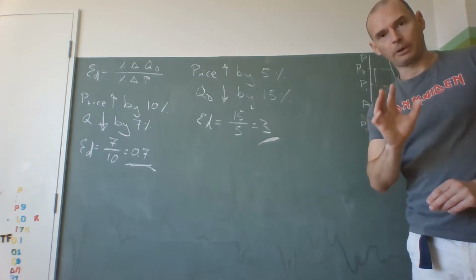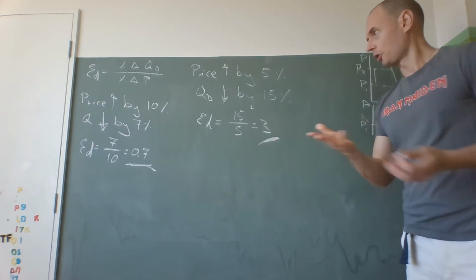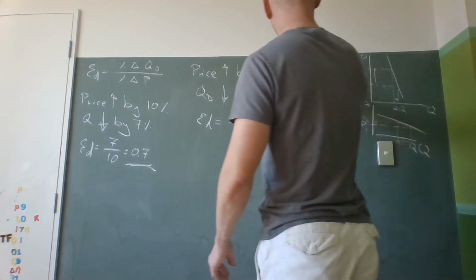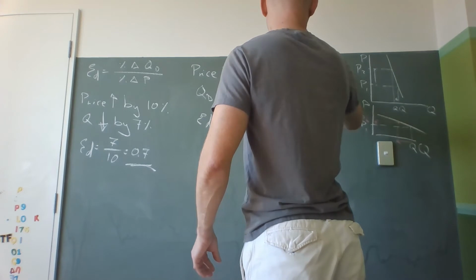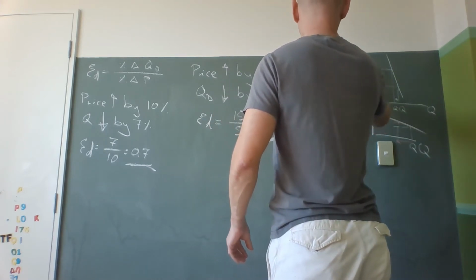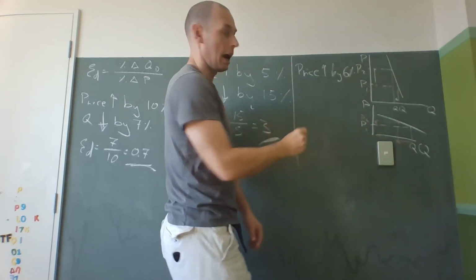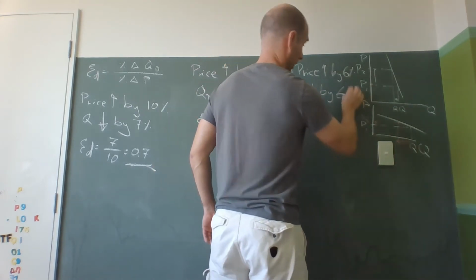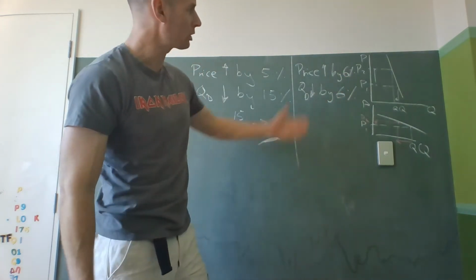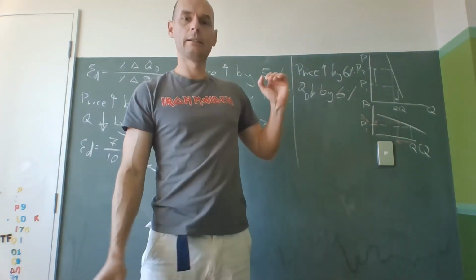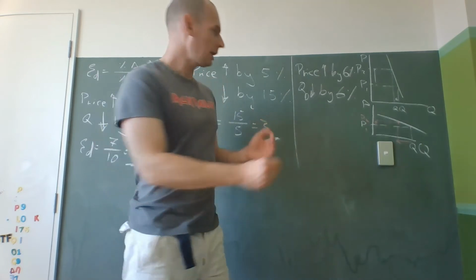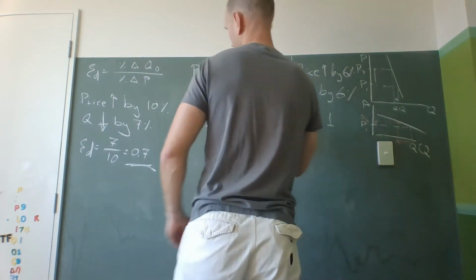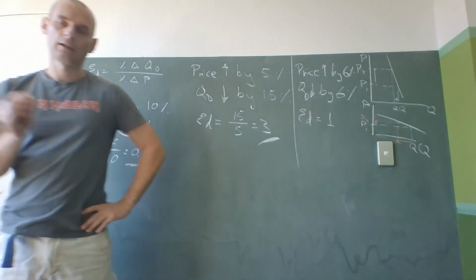The key number to compare these numbers to is 1. So in a middle example, so let's say we have price going up by 6% and quantity demanded going down by 6%. So a 6% increase in price resulted in a 6% decrease in quantity. So in this case, elasticity of demand is equal to exactly 1. Exactly 1. All right.